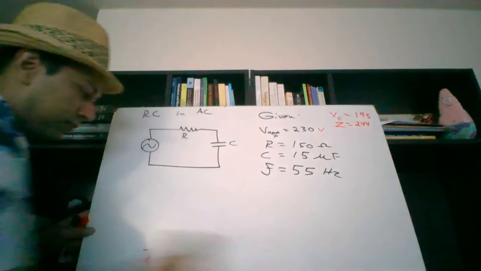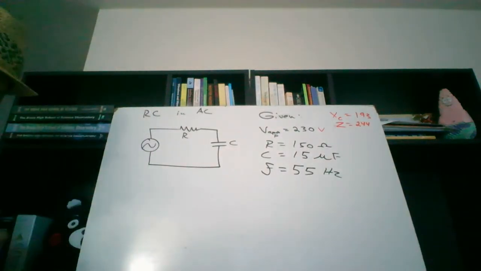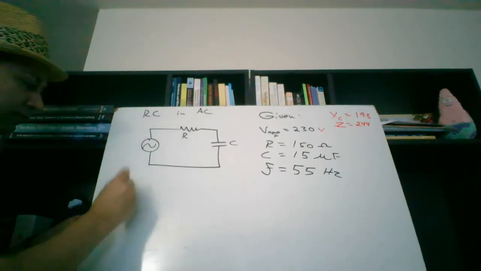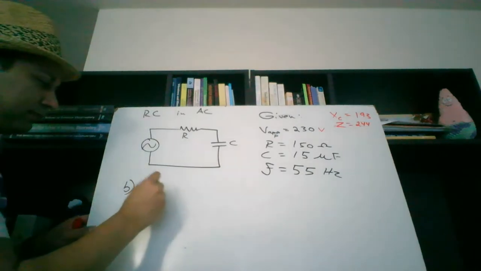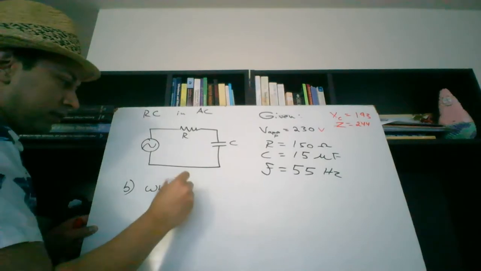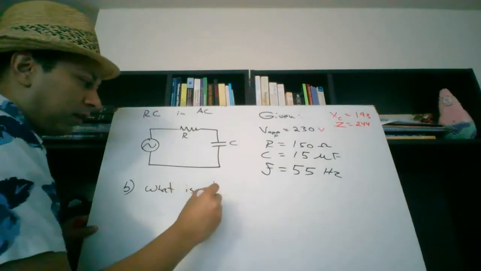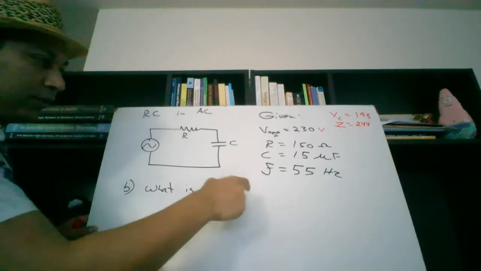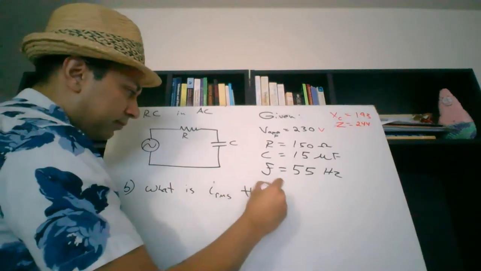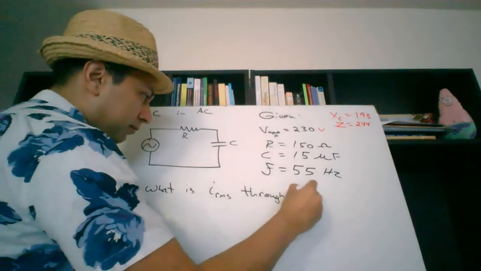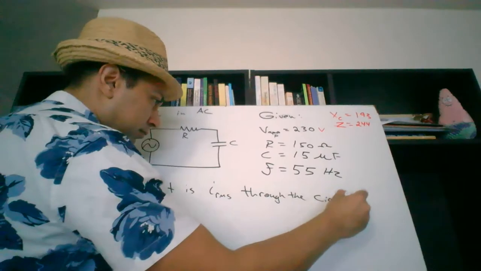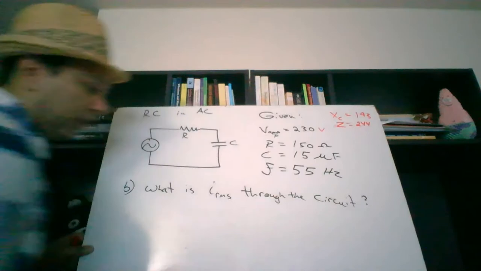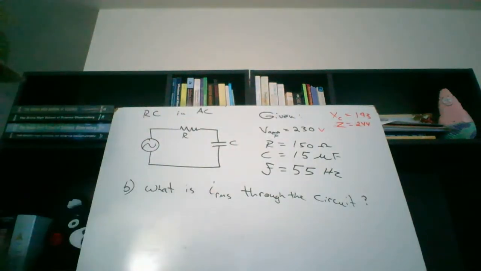The second question is going to be, what is the RMS current? So B, what is the RMS current through the circuit? So we've got the question mark. What is the IRMS current through the circuit?